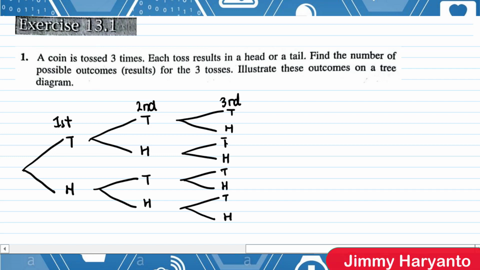Okay, so illustrate these outcomes on a tree diagram. We already did that, and then find the number of possible outcomes. So the possible outcomes will be 1, 2, 3, 4, 5, 6, 7, 8. So we have 8 possible outcomes. Okay, so this is for number 1.